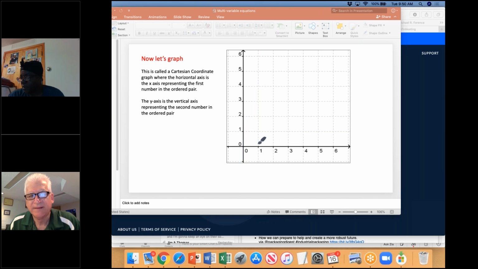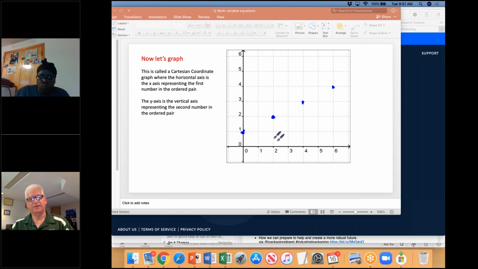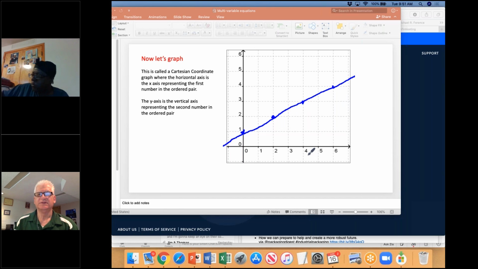My next pair I got 0, 1. That's right here, so over the 0 and up 1. I got 2, 2, so over 2, up 2. And then 4, 3, and 6, 4. So if I had a ruler, I could make a straight line, but I don't. But I can illustrate here that those ordered pairs give you a straight line graph.